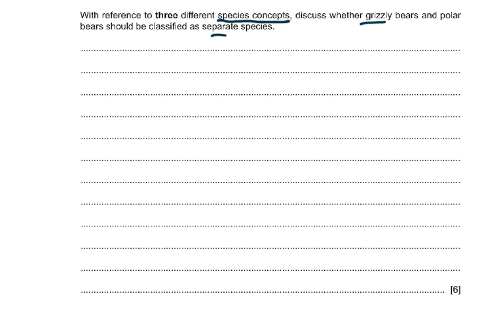And the fourth one was genetic or phylogenetic species concept. Now for that we are unsure because we have no information about the genetic similarity. So there were four concepts that we had to discuss, and that's why this is for 6 marks. One was the biological species concept, one was the morphological species concept, one was the ecological species concept, and the third was the genetic species concept.